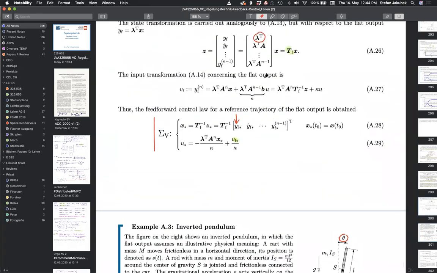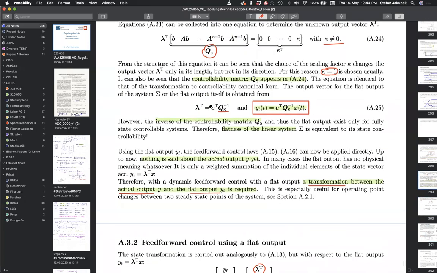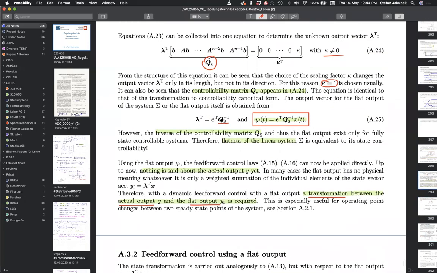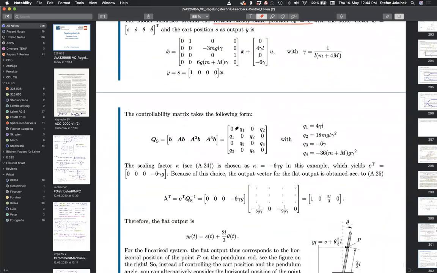Let me just repeat what we have to do. We have to look for lambda, the output matrix of our flat output, which is found by taking this vector E, which is 0, 0, 0, 0, and 1, times the inverse of the controllability matrix. So let's first look for the controllability matrix. So we formed it here.